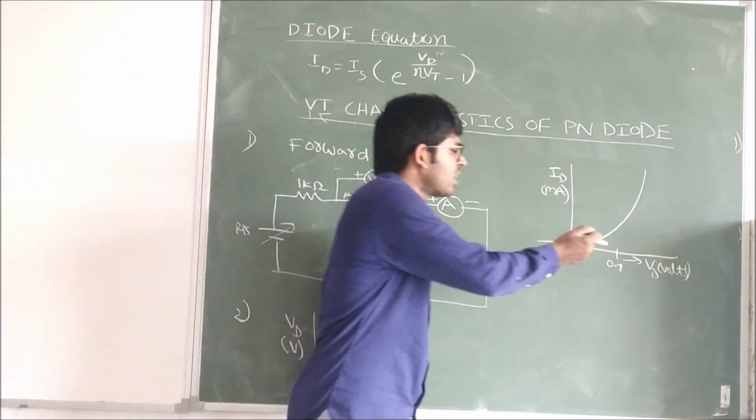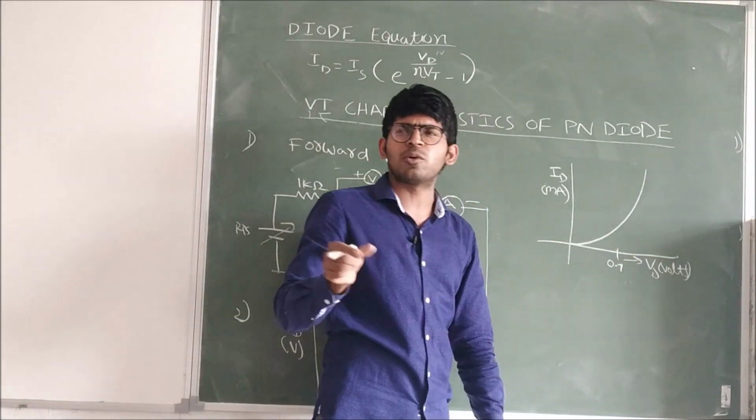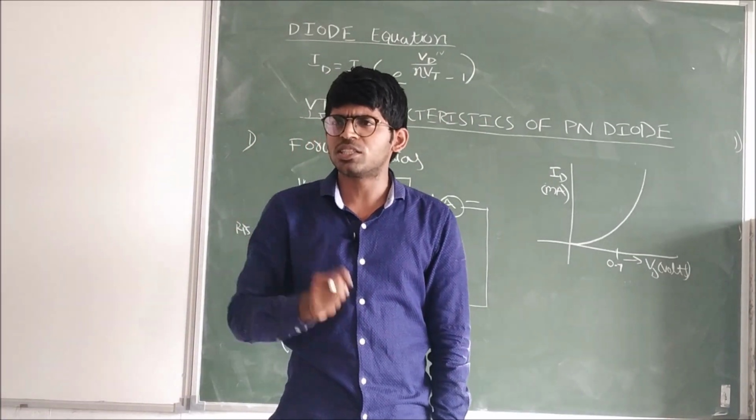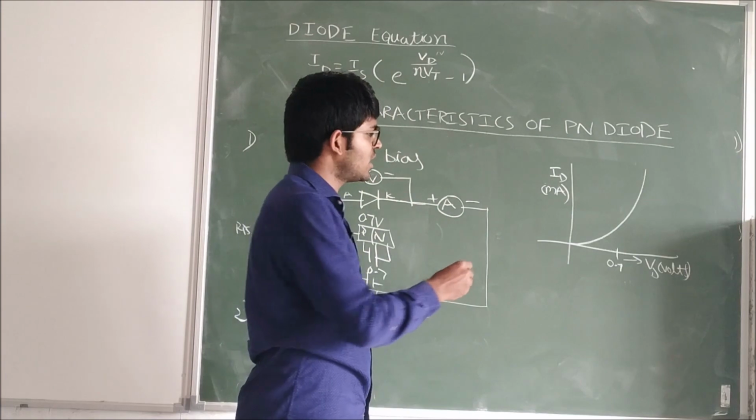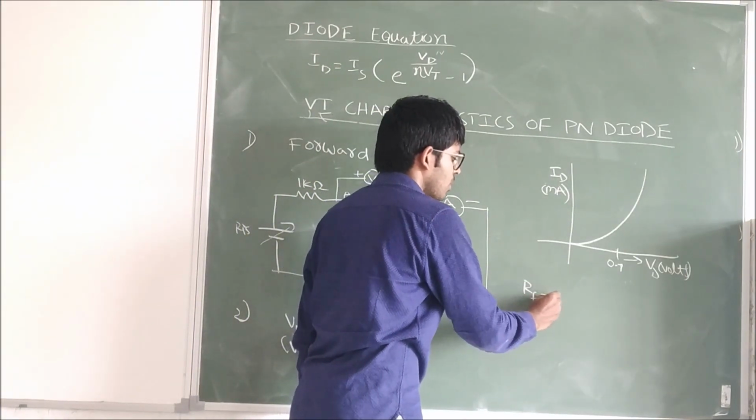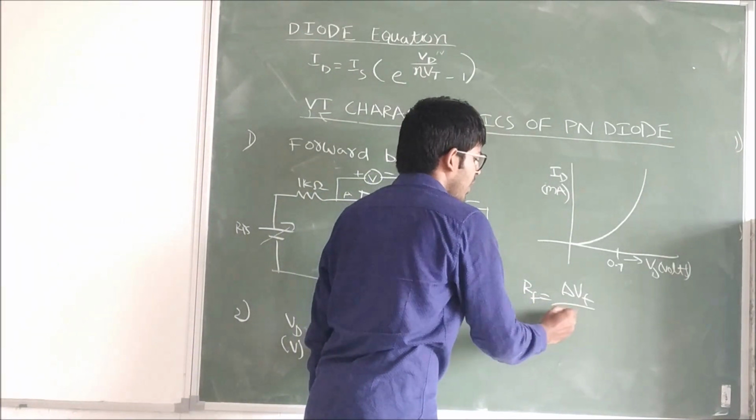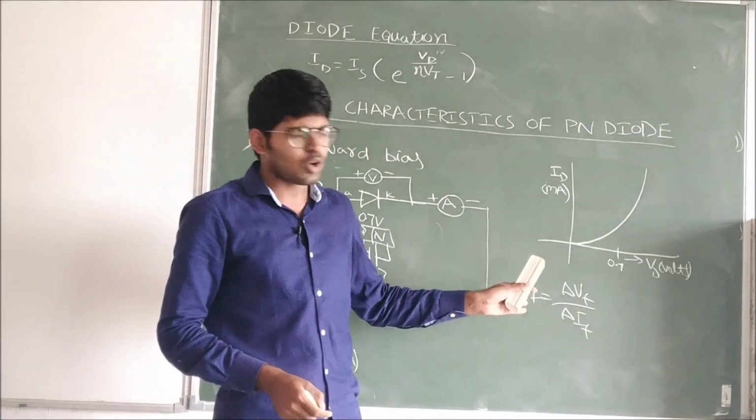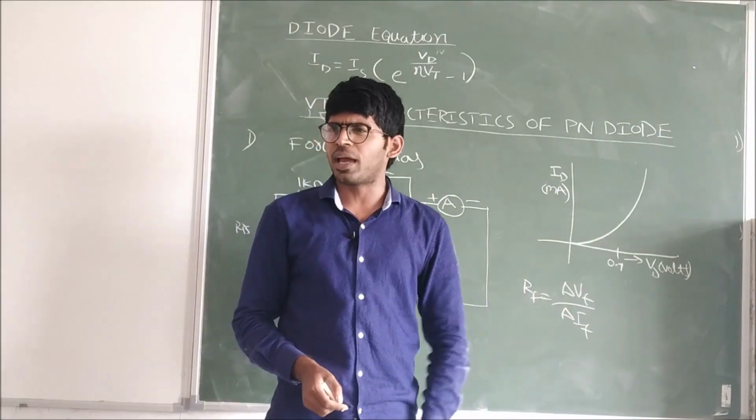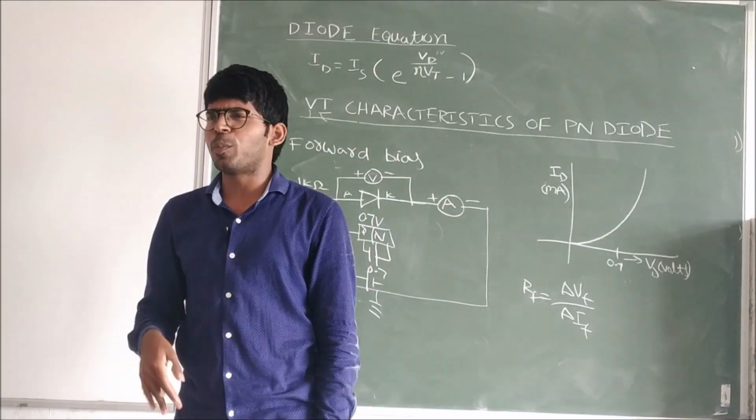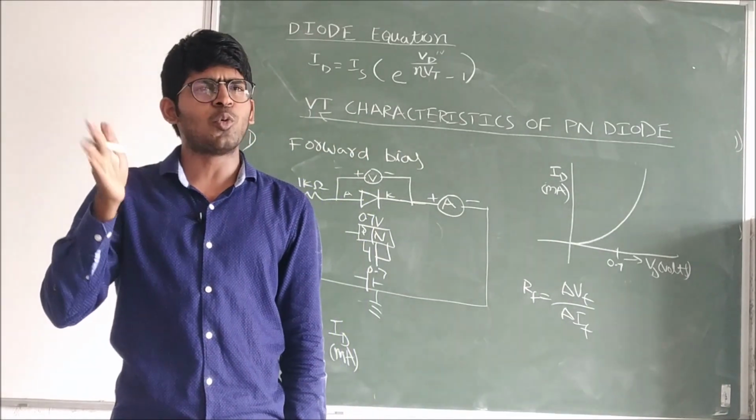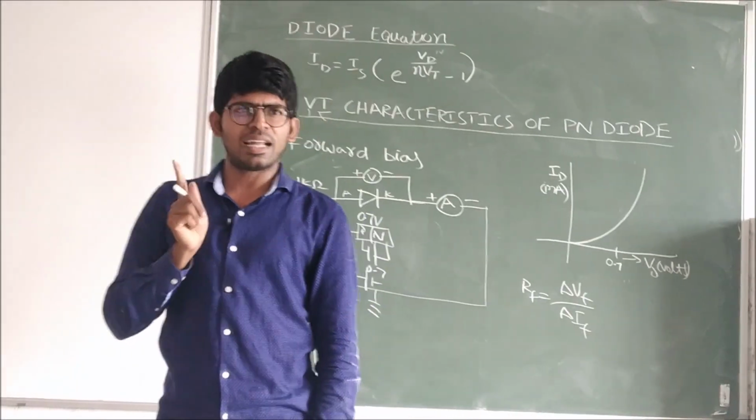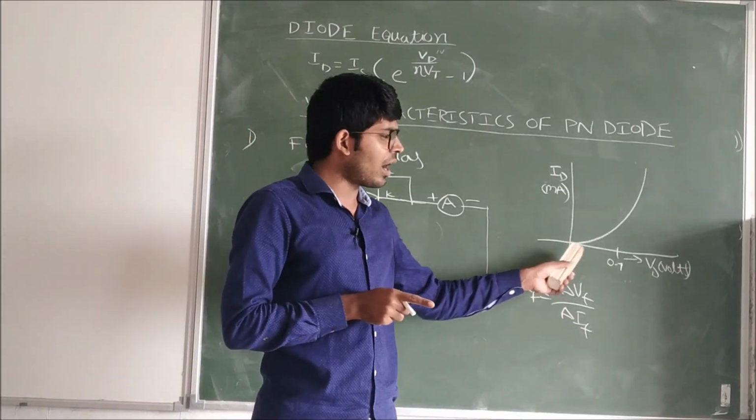Now after this cutting voltage, the diode behaves like a resistor. Now what is the resistance value? For finding the resistance value, we are using delta V by delta I. Sir, why don't we use R is equal to V by I? Ohm's law is applicable only for conductors, and here it is a non-linear graph.